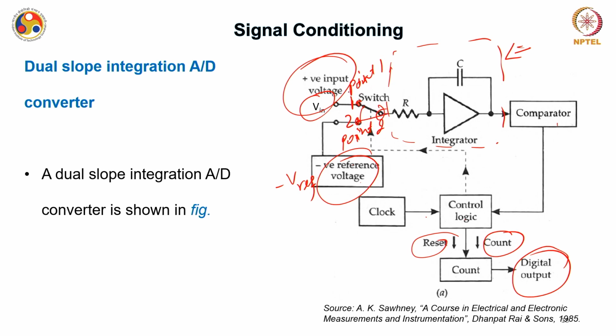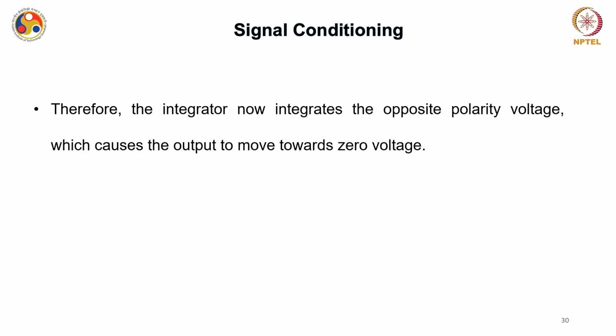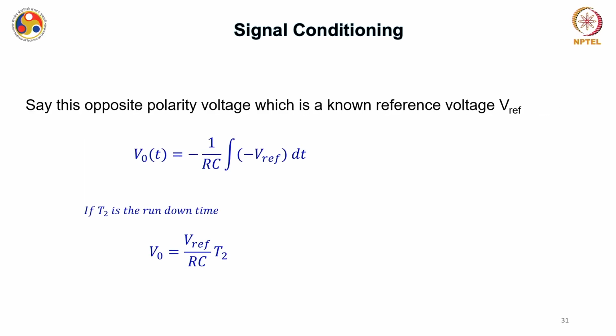At this point, the positive input voltage is cut off from the integrator. This process is known as deintegration and is also called the rundown phase. Therefore, the integrator now integrates the opposite polarity voltage, minus V reference, which causes the output to move towards the 0 voltage. This opposite polarity voltage, known as the reference voltage, we are calling minus V ref, because it has to be shown as a negative voltage compared to the input voltage.